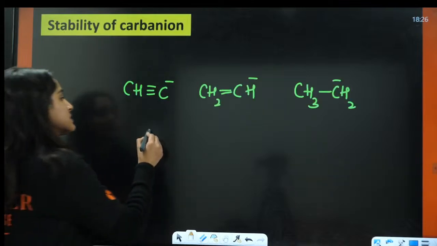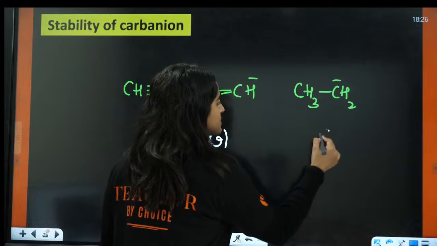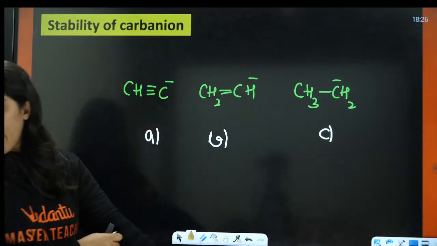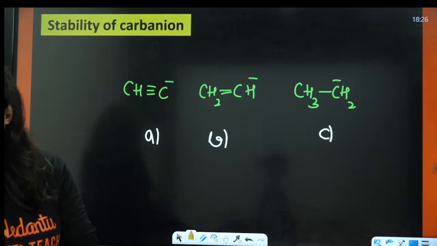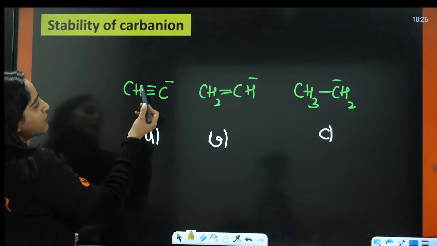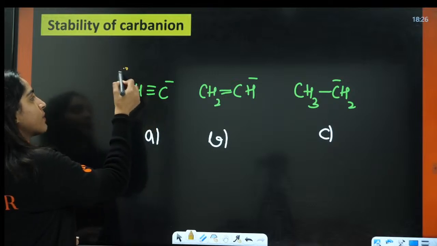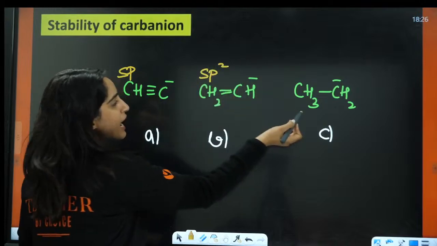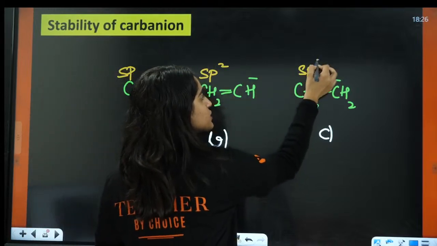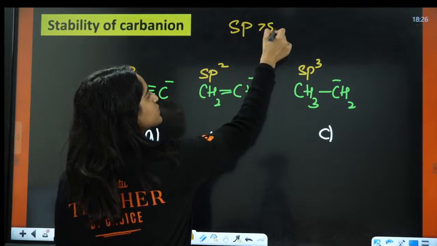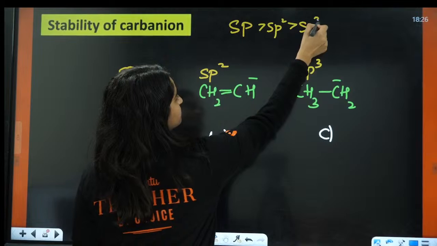Okay. So now this is A, this is B, and this is C. Tell me, what is the factor that we have applied here? Here also, you have this carbon. It has 2 sigma bonds, so this is sp. It has 3 sigma bonds, so it is sp2. It has 4 sigma bonds, so it is sp3. Right? The minus I order is sp, then sp2, then sp3.